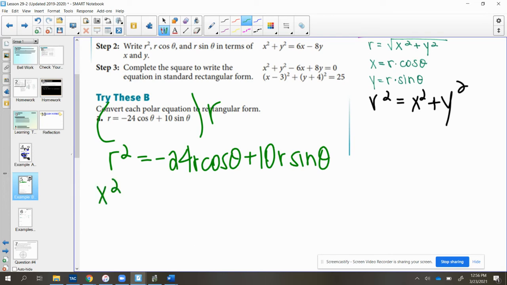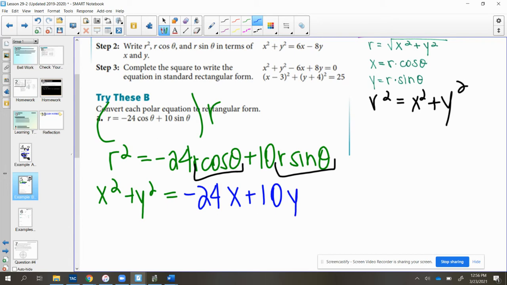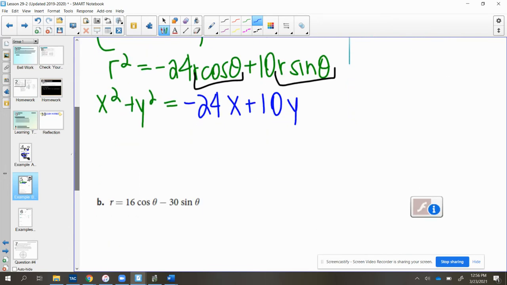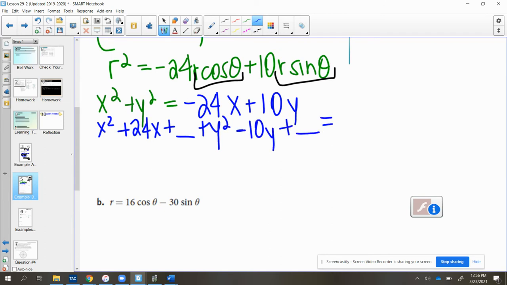This is now going to be X squared plus Y squared for our R squared. And then we're also going to be able to substitute in here for R cosine and R sine, X and Y. So we have negative 24X plus 10Y. And now as we bring everything over to one side, we have X squared plus 24X. We'll have to complete the square on that. Plus Y squared minus 10Y. I'm going to have to subtract that over. Complete the square on that. And we will be adding those blanks to the other side.